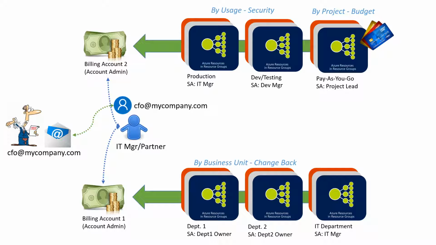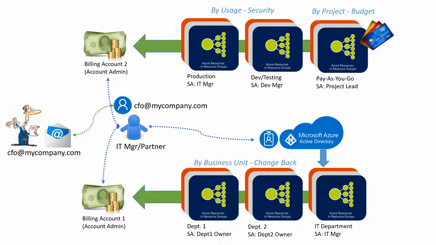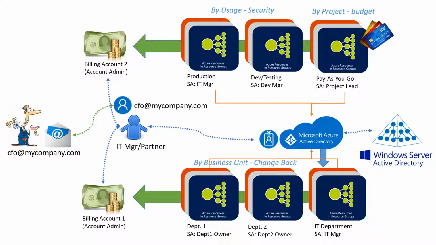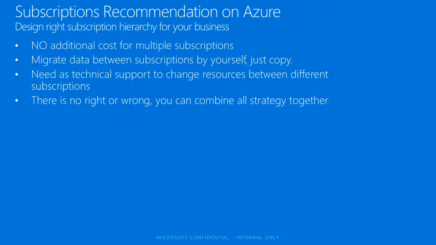After you have set up the subscriptions, administrators can create the Azure AD in one of the subscriptions, and the organization account will synchronize with on-premise AD. Then they can bind the different subscriptions to authenticate through this Azure AD they created. This is how the Azure subscriptions work.